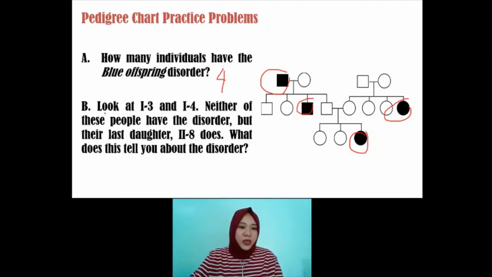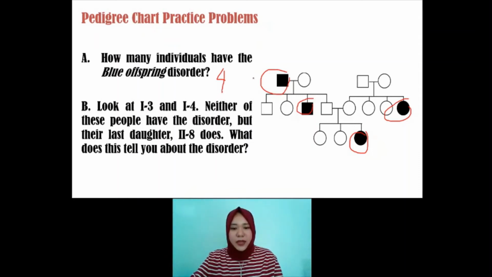Now, look at 1, 3, and 1, 4. So before that, let's identify how many generations. So we have 1, we have 2, and then we have 3 generations. So it says here 1, 3, and 1, 4. So this is 1, 1, 2, 3, and 4. So 1, 3, and 1, 4 is just these two. Okay? Now, neither of these people have the disorder, because as you can see, they are unshaded. But their last daughter, 2, 8, does.